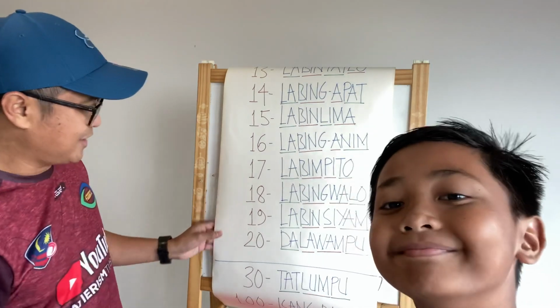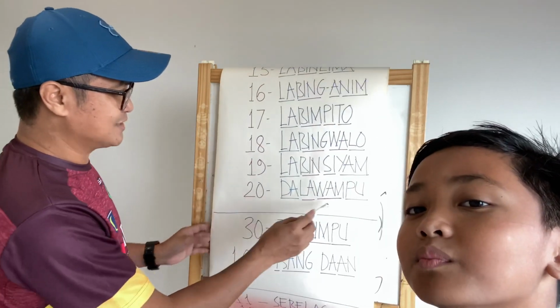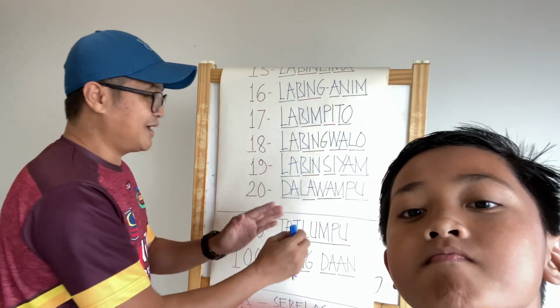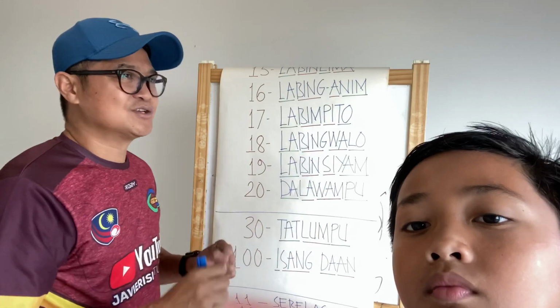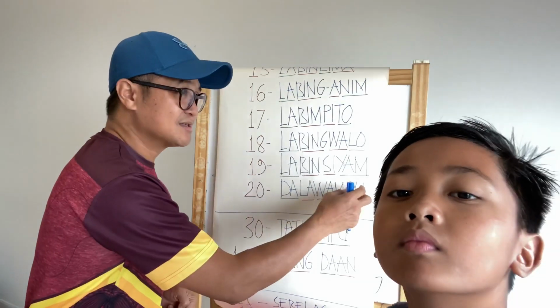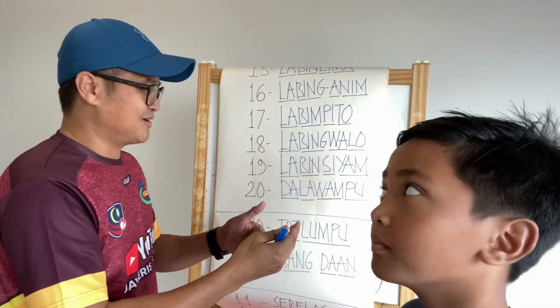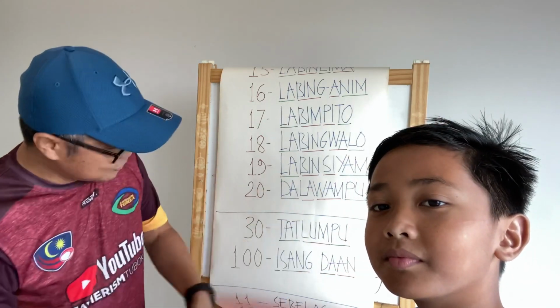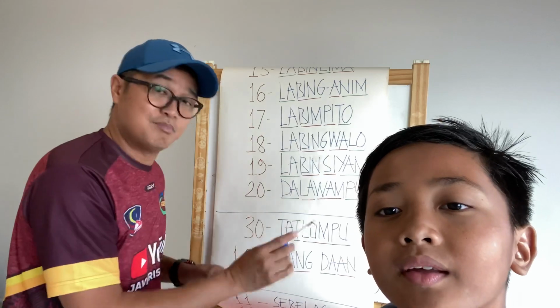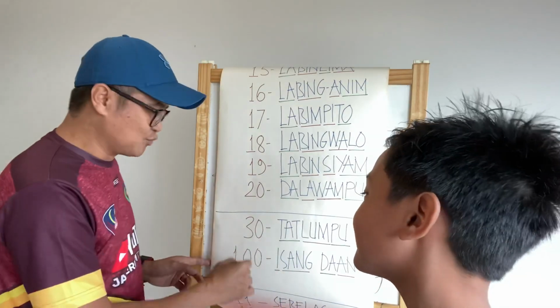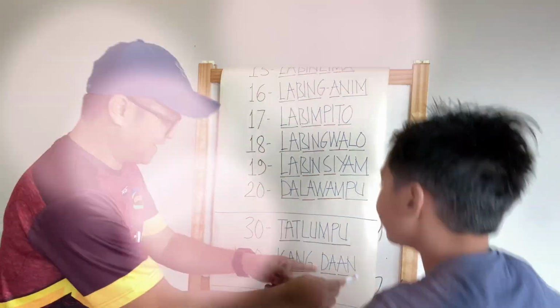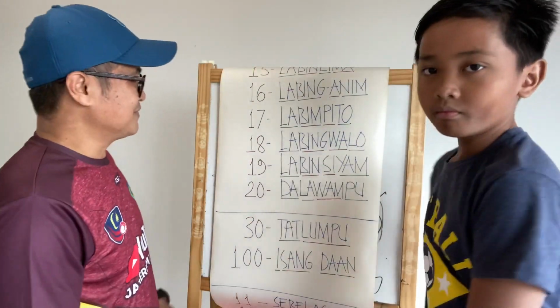You're welcome. Okay, dalawampu is actually from sampu. Remember that sampu, so meaning dalawa and sampu, something like a pu. Sampu, dalawampu, and so on and so forth. So this one is tatlumpu. And then 100 is isang daan. Isa, daan. Okay, it's easy.